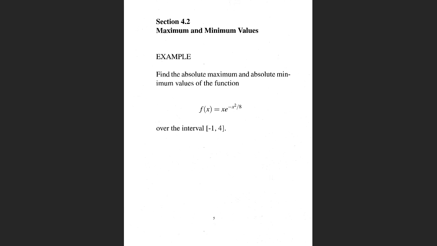Now here we're going to find the absolute maximum and absolute minimum values of this function. Okay, so take a moment to copy it down. Copy the example down. And by the way, we're restricting the function over the interval -1 to 4.